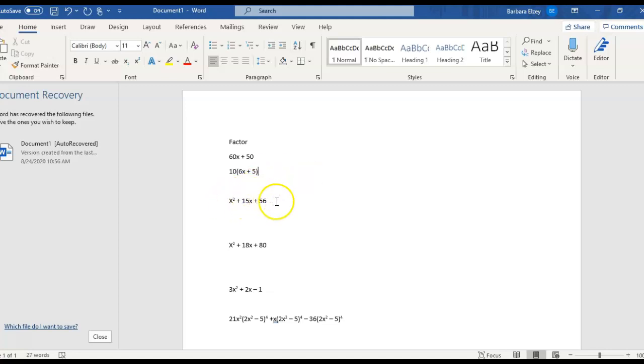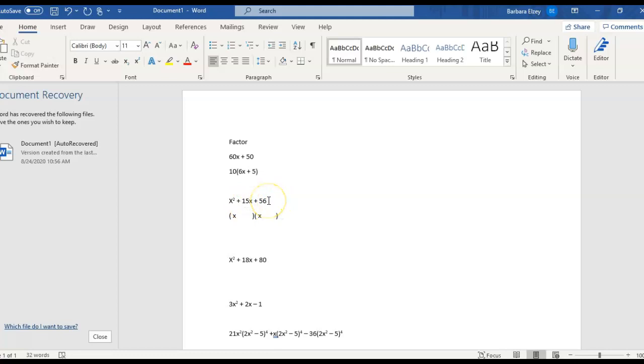Now, with a trinomial where we have an x squared, we're going to factor it as two binomials. So we need to make two sets of parentheses. And then x times x is going to give us x squared. So the first part of the binomial is going to be giving us that x squared. The second part of the binomial, we need to think the factors of 56 that will add to 15.